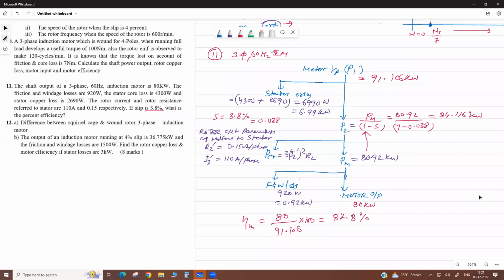सर ये R2 dash और R2 dash कैसा आ गया? R2 and R2 dash are given ना here. Question में लिखा है ना, देखो. Yes sir, okay. Rotor current and rotor resistance.